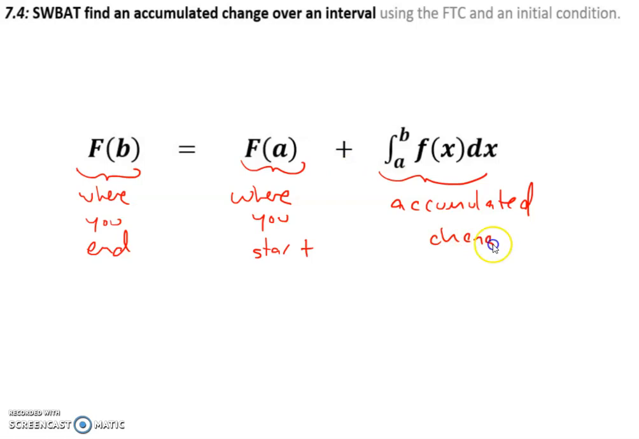And basically, this is a really foundational idea, not just for this objective, but math in general. Where you start plus how far you go is equal to where you end. We've seen it before in a lot of different ways. This is just a very generalized way of saying it.